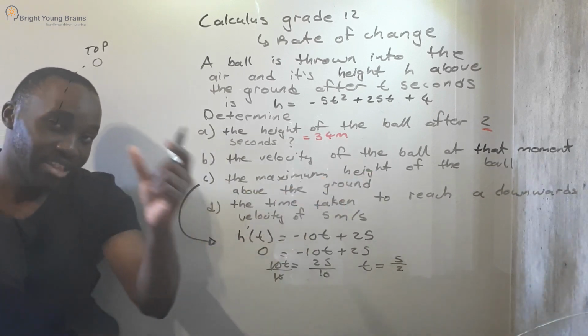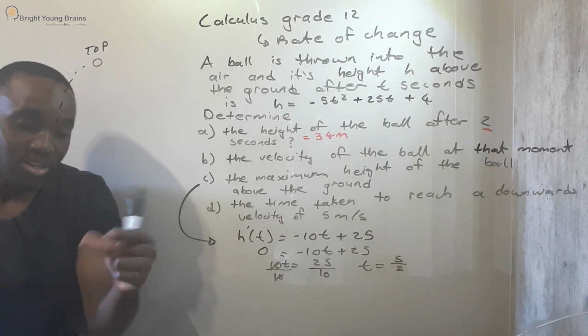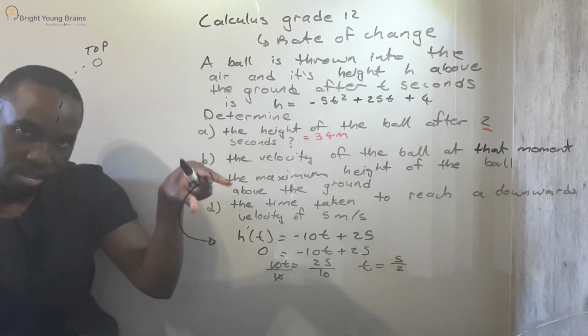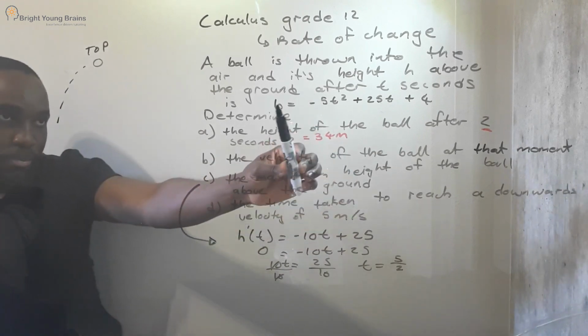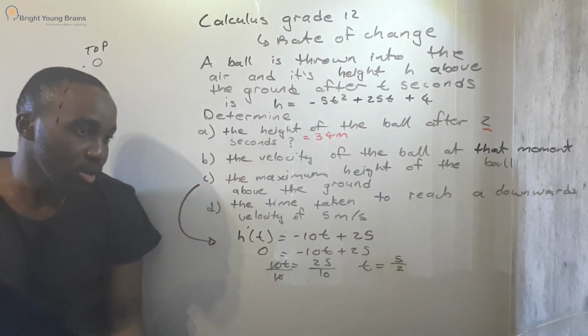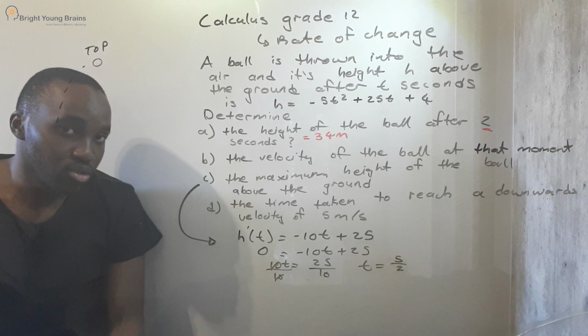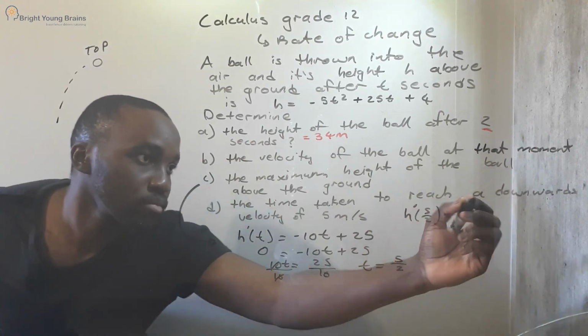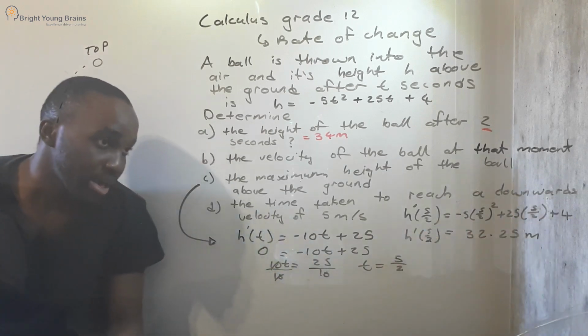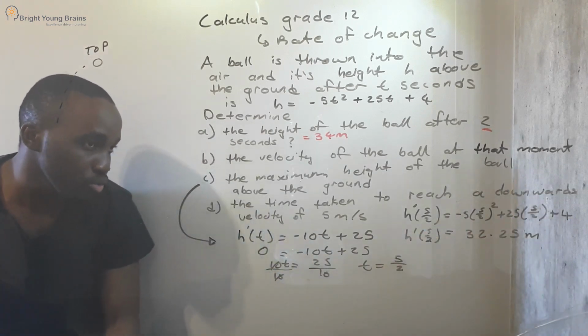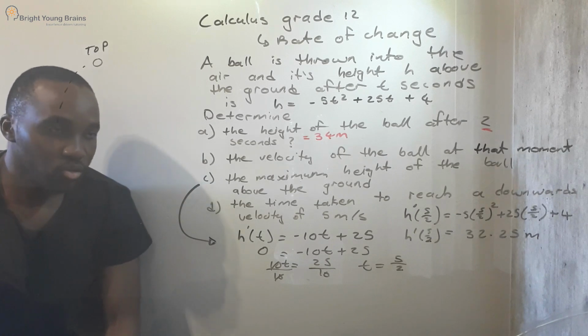However, they want us to get the actual value of the maximum height, not the time when the maximum height is occurring. So if we're going to get the height itself, it means in our height equation, where t is, we need to throw in the 5/2 and get a value for height. In writing, we are seeing that there our maximum height is just 32.25 meters.